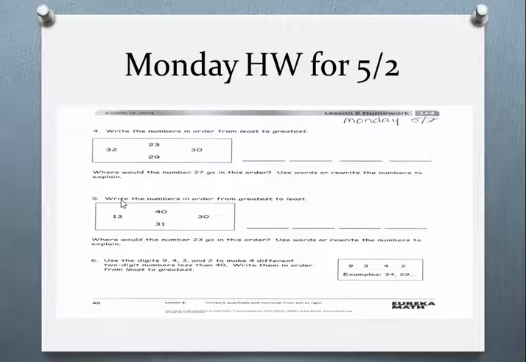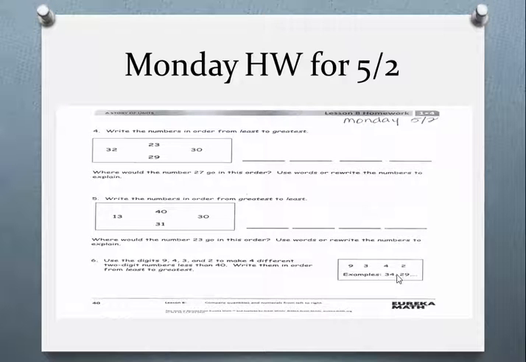Now try to solve question 5 by ordering these numbers from greatest to least, that is biggest to smallest. Next, find out where 23 belongs and write your answer here. And for question 6, use these digits that they have given in this box, 9, 3, 4, and 2, to make 4 different 2-digit numbers that are less than 40. They have done 2 examples for you.